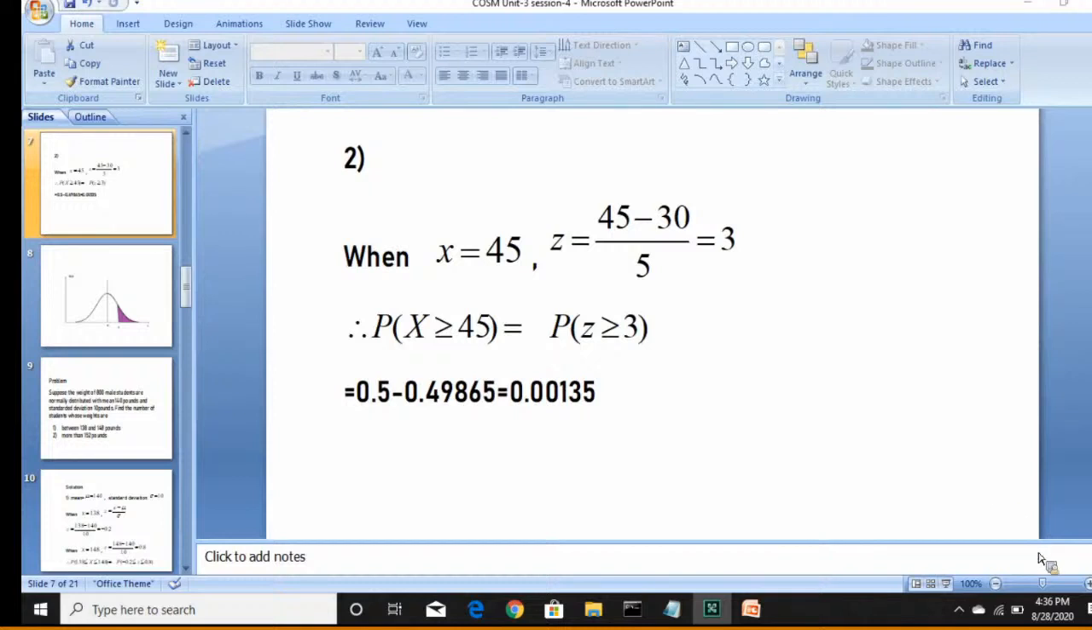Did you get answer? Yes, you got it. All of you, can I move to the next problem? What is the answer you got? Whether it is correct, 0.00135? Can I move to the next problem? Yes or no?